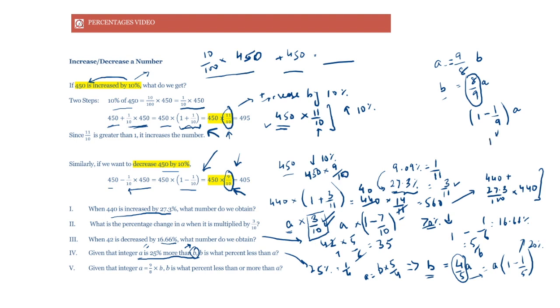When we decrease 1 by 9, we get 8 by 9. Now, 1 by 9 is what percentage? We discussed that 1 by 9 is 11.11%. So when A is decreased by 11.11%, then we obtain B. So B is what percent less than or more than A? B is 11.11% less than A.